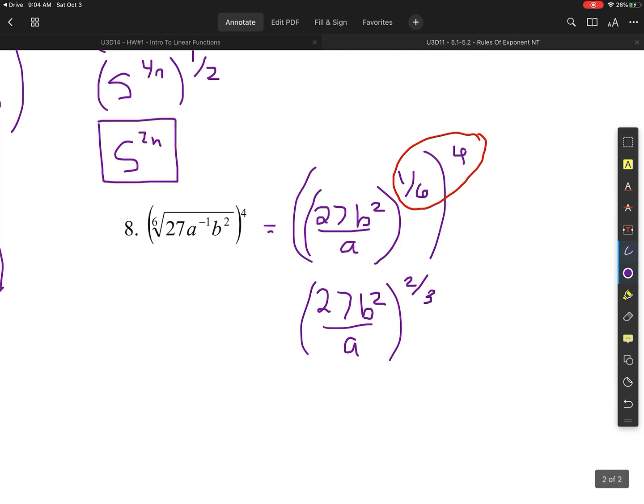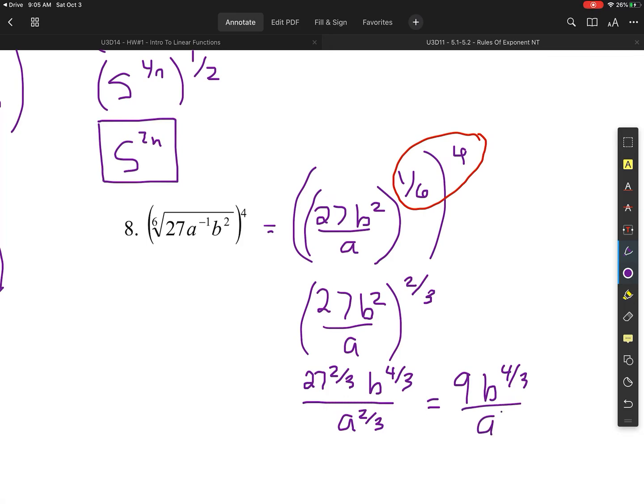Now I'm going to give out my exponent. So that's going to give me in this situation 27 to the 2/3, b to the 4/3, and a to the 2/3. So 27, the 3rd root of 27 is 3, squared is 9. I got 9 b to the 4/3 over a to the 2/3.